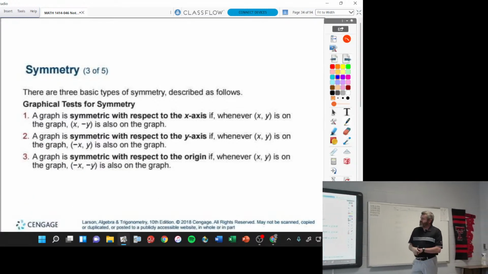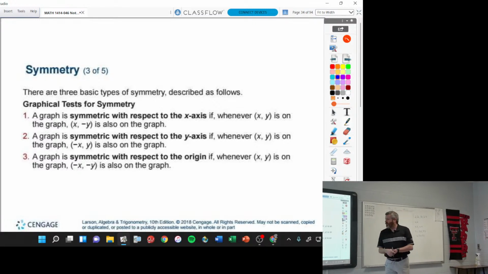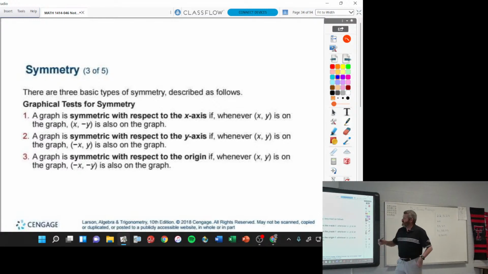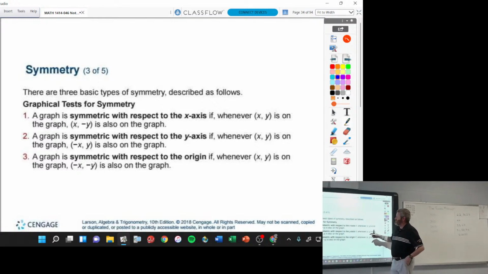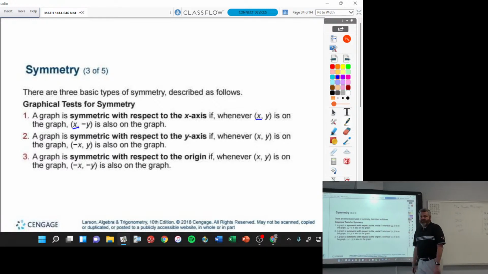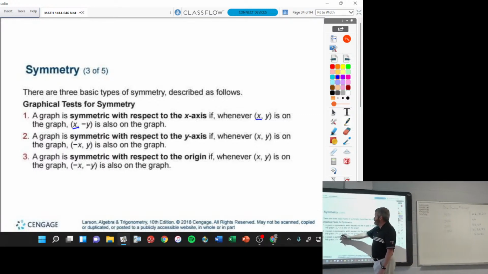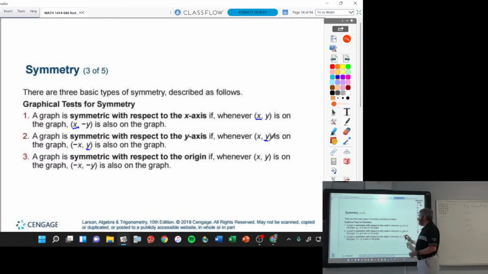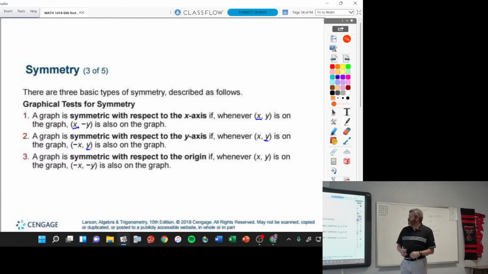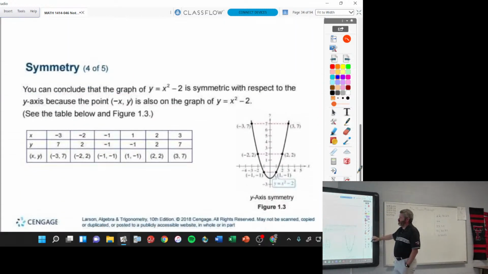So again, the 3 basic types of symmetry are symmetric with the x-axis, symmetric about the y-axis, and symmetric about the origin. And again, if it's symmetric about the x-axis, you'll notice that the x values stay the same and the y values change signs. For y-axis symmetry, the y values stay the same and the x values change signs. And if it's symmetric about the origin, both the x and the y values do in fact change signs.